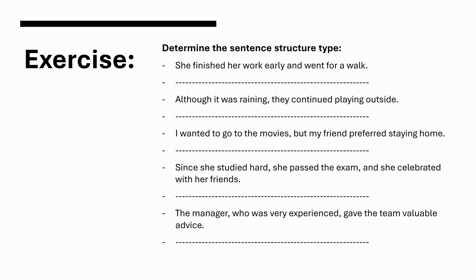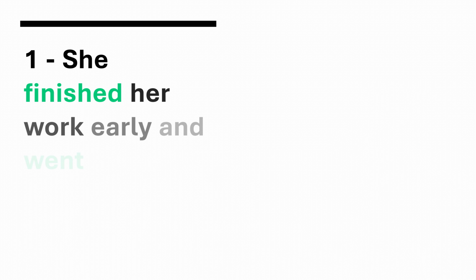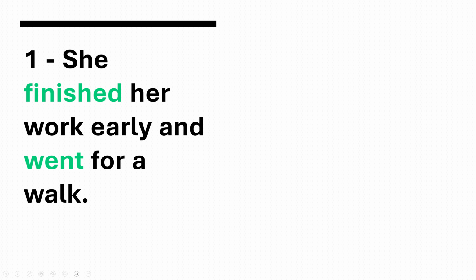Great. So I guess by now you could answer most of them. Let's see now the answers and the explanation for each one. So the first one: she finished her work early and went for a walk. Can you determine where the conjunctions are? Excellent. And she finished her work early and went for a walk.